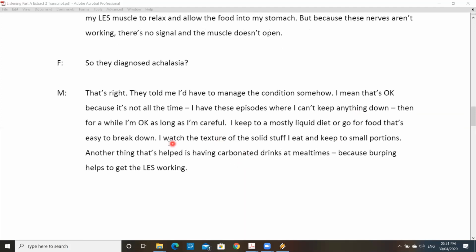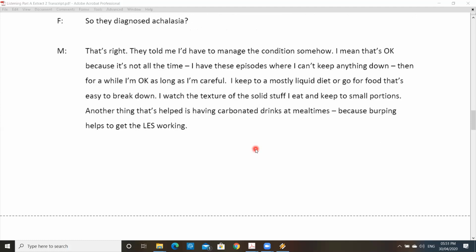Okay, and then, I watch the texture. So in your question paper, it is given as pay attention to. But obviously the patient wouldn't use that kind of standard expression. So watch the texture of solid food. The characteristic of food, that is the texture, that is what we were looking for.